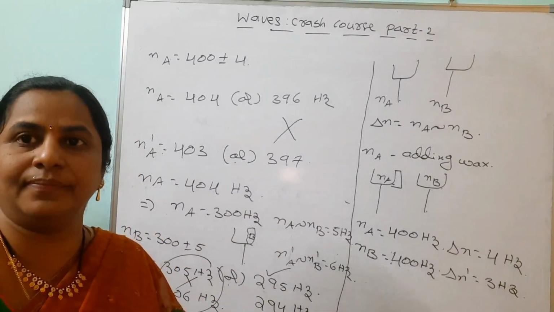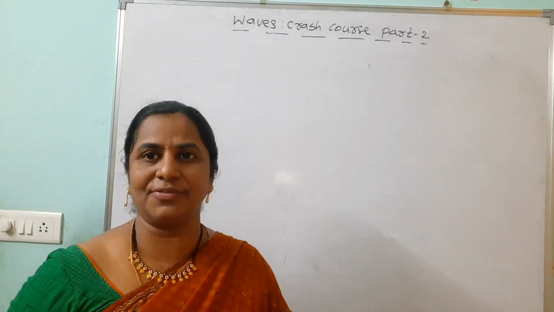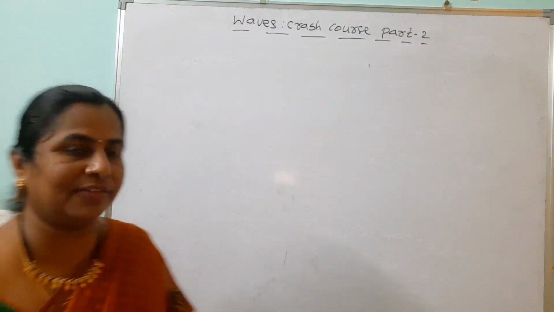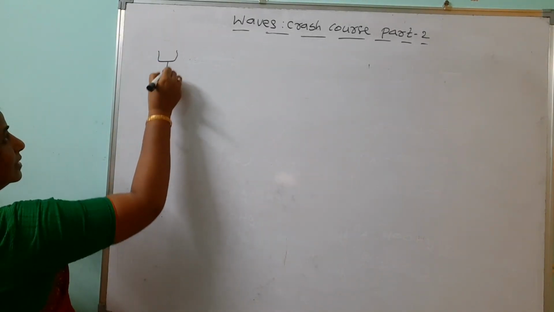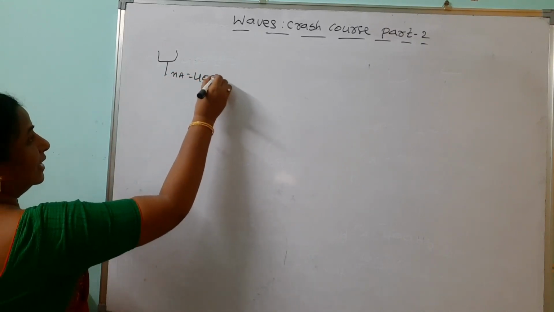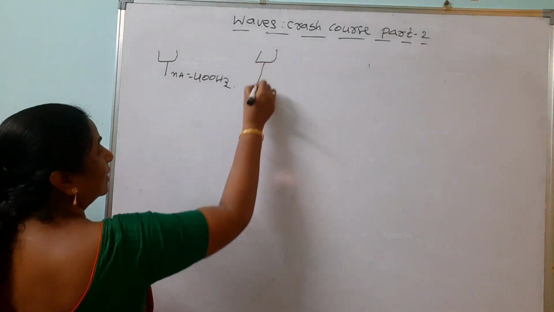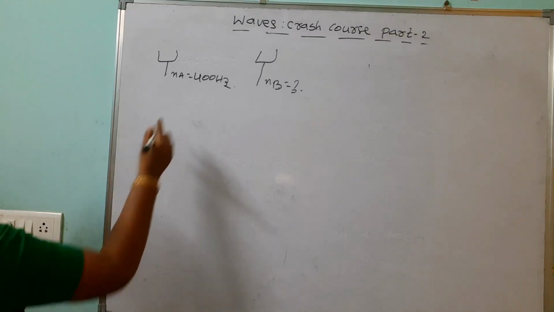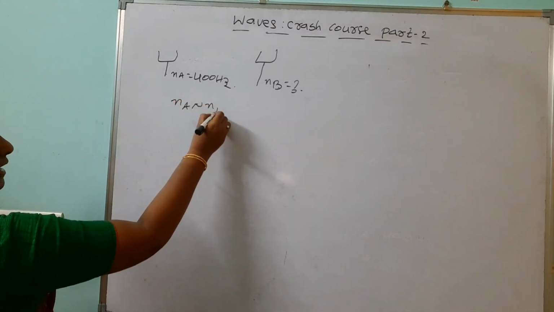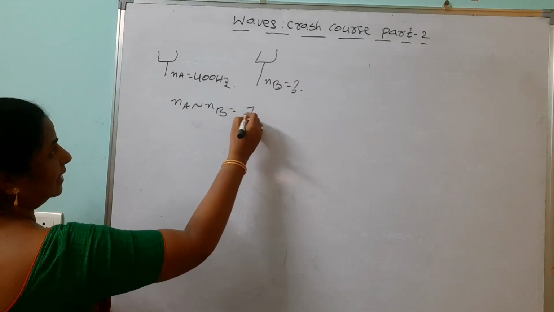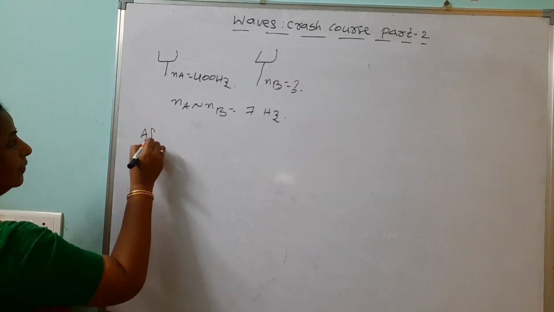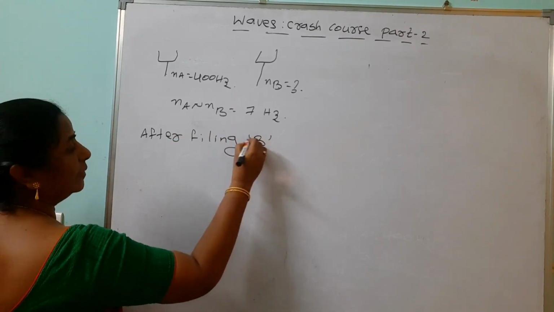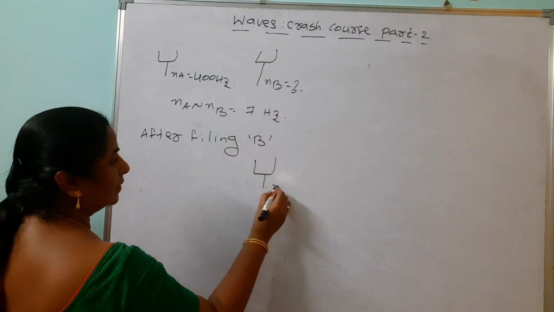Okay. Then we discuss the reverse of adding wax: filing. We have to file one of the tuning forks, and how do we find the frequency? Look here. We are taking two tuning forks. This is NA, 400 Hertz. And this is NB. We don't know about this one. Then what happens? They have given the beat frequency: NA difference NB is 7 Hertz. After filing of B, means we have to file this one.